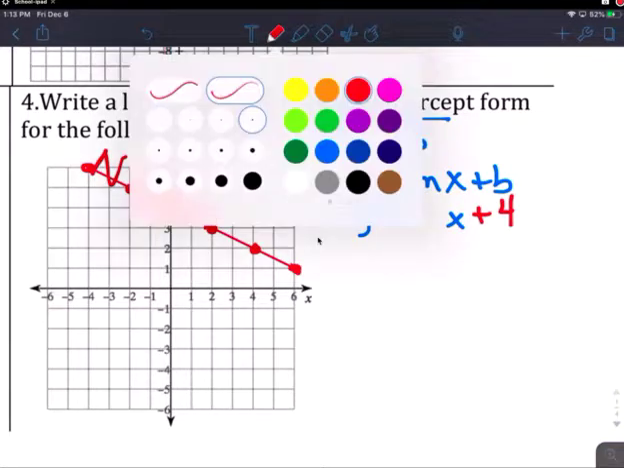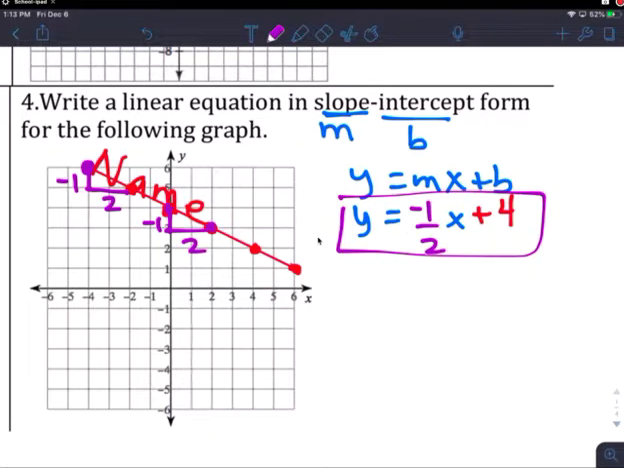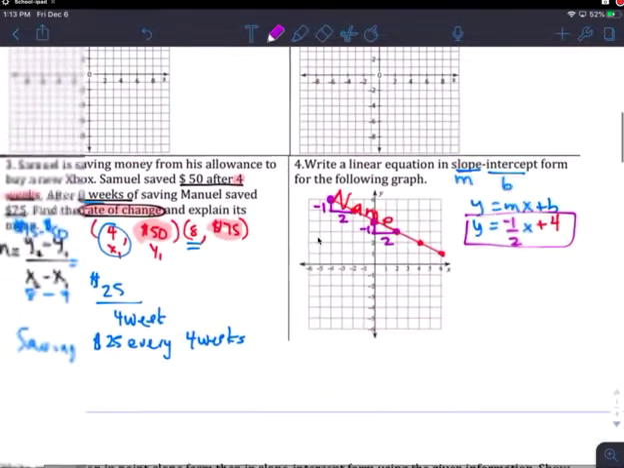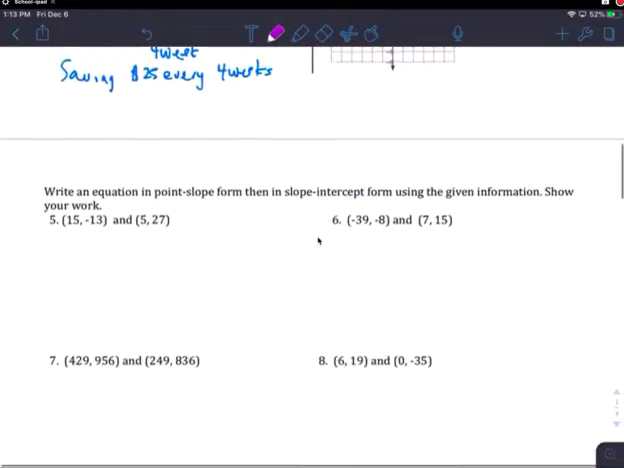Notice it's going downward. So starting from here, you're going down 1, right 2. Anywhere from dot to dot is down 1, right 2. So the slope is down 1, right 2. And that's in slope-intercept form. Or you can find slope by using y2 minus y1, which we've done in the past.